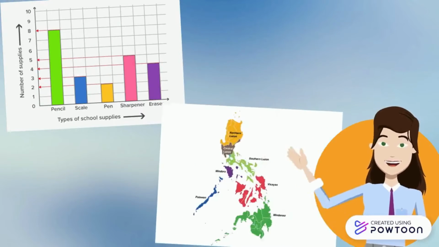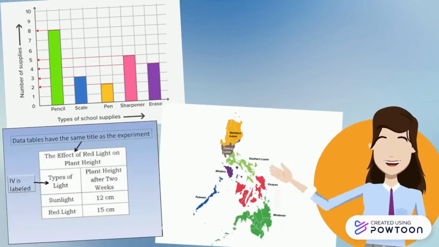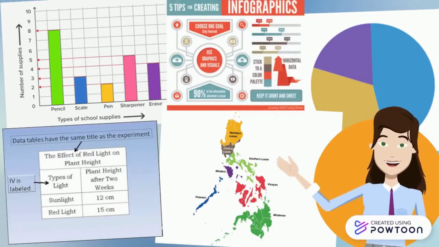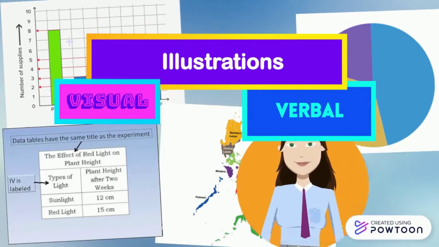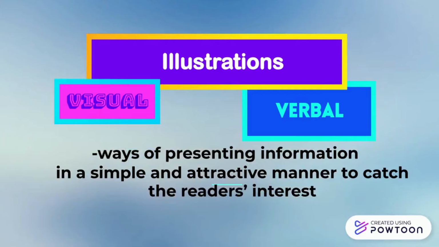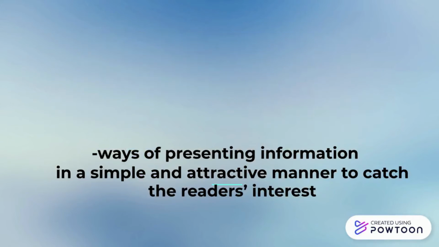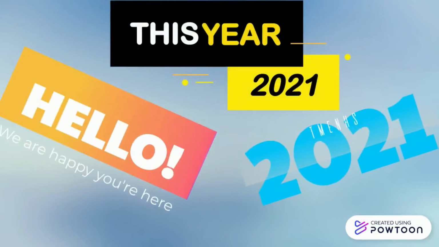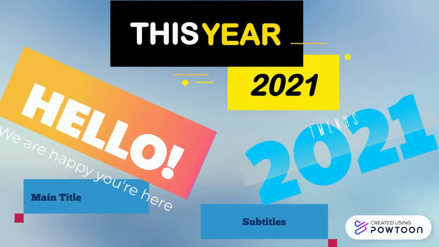Graphs, maps, tables, charts, and infographics are all basic examples of visual-verbal illustrations, which are just common ways of presenting information in a simple and attractive manner to catch the reader's interest. A text could be too long to be read and understood in a short period of time. That's why visual-verbal illustrations are here to help.